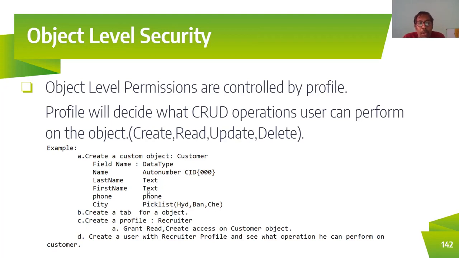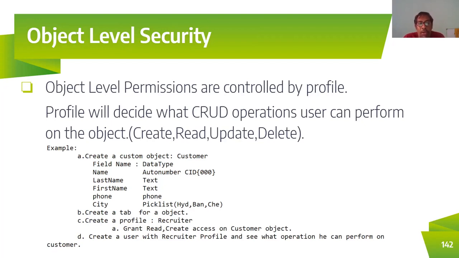After creating the object, you're going to assign this object to a tab of the app. Then you're going to create a profile as the recruiter profile, and then give access. What access are you going to grant? Read and create access on the customer object. Create a user with the recruiter profile and see what operations can be performed on the customer object.